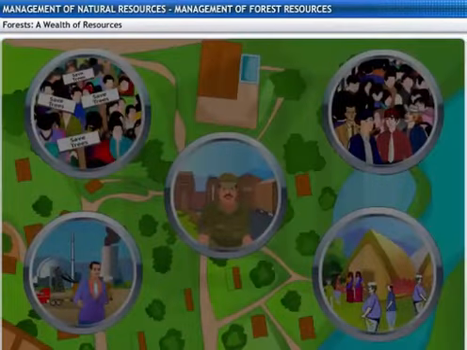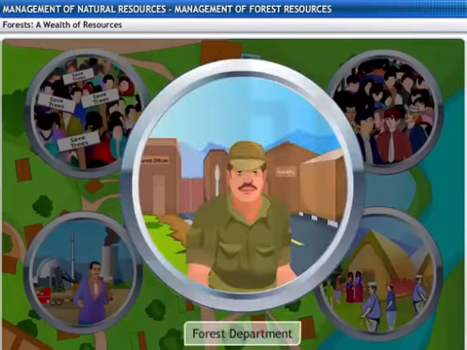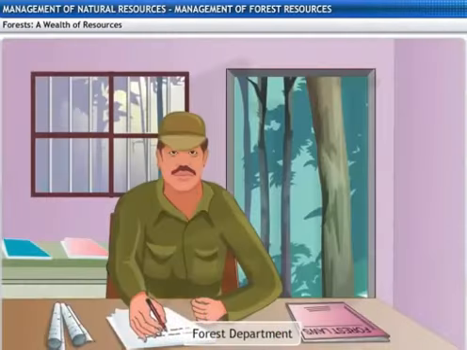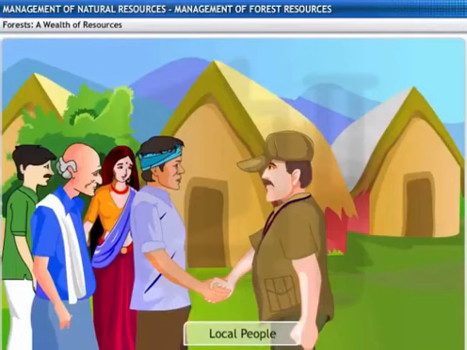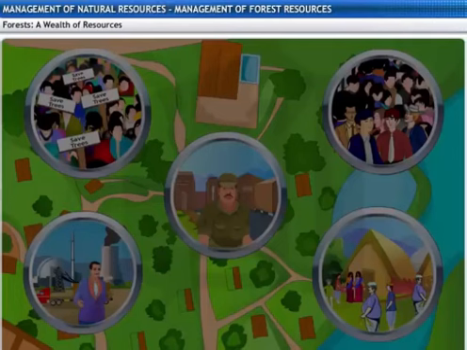It is the responsibility of the Forest Department to manage all forest resources. They own forest land and set up rules and regulations for the use of forest resources. They also ensure that the local people and their needs are not ignored. It is also one of their duties to make people understand how to manage forests.